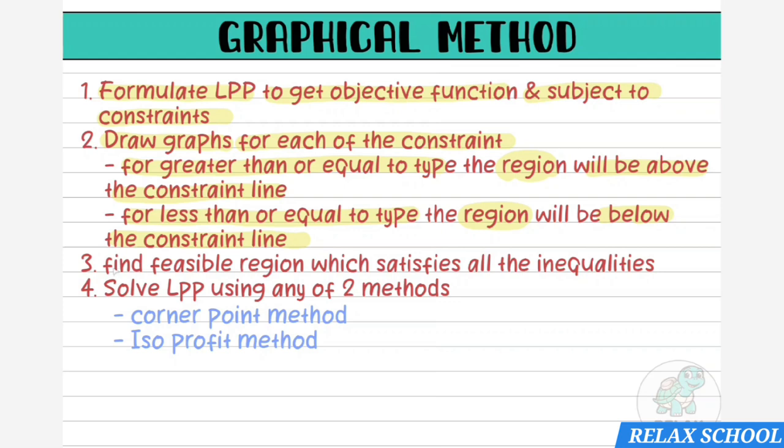The third step is to find the feasible region which satisfies all the inequalities. The fourth step is to solve the LPP using any of the two methods, which are the corner point method or the isoprofit method. We are going to follow all these steps to solve the problems in the study material.